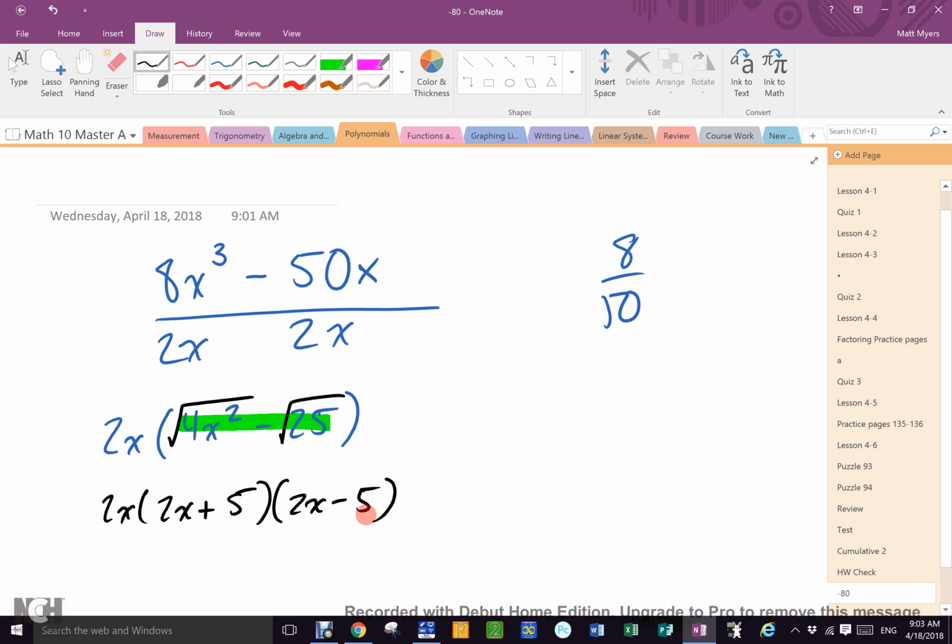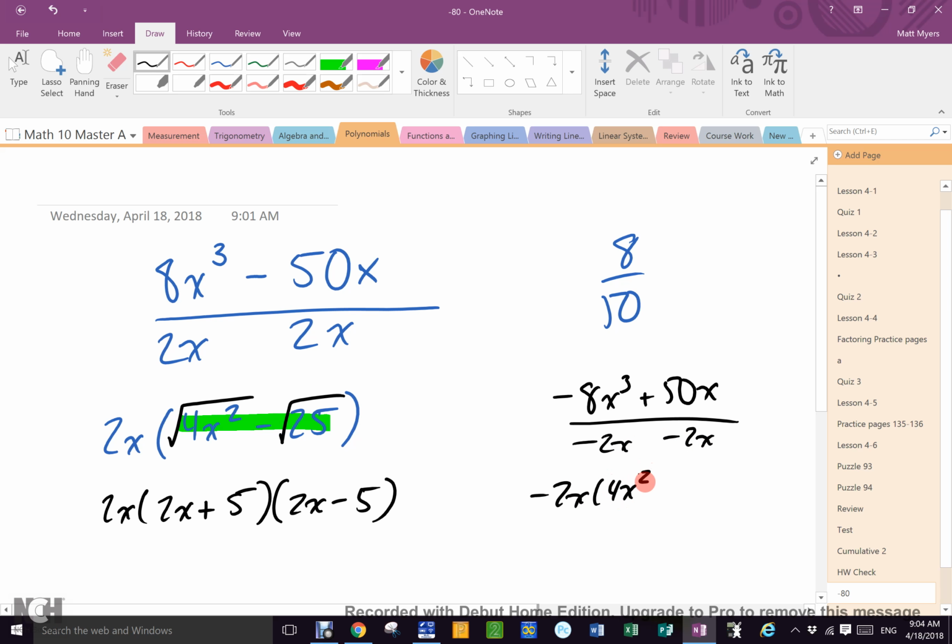Everybody understand? What if I gave you this? Negative 8x cubed plus 50x. It's a plus. So what do I have to do? If I divide out negative 2x, does it work? Then I get negative 2x, and in there I get 4x squared, 50 positive, 2 negative, negative 25. And now I can factor that.